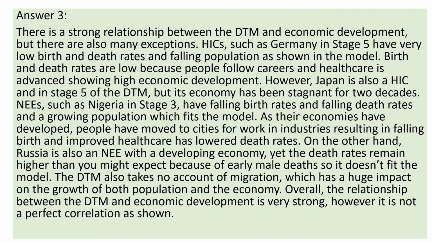HICs such as Germany in stage 5 have very low birth and death rates, and a falling population is shown in the model. Birth and death rates are low because people follow careers, and healthcare is advanced, showing high economic development. So that's the same start, and it's good, it's explained. However, Japan is also an HIC and in stage 5 of the DTM, but its economy has been stagnant for 2 years. So there we go, we're showing that that goes against the model.